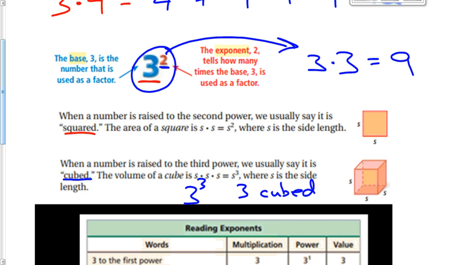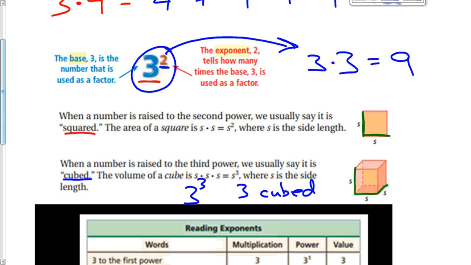All right. And where those names came from is if you look at the area of a square, the side lengths are all the same. Well, s times s gives you the area of that square, so that's where the term came from. And it's the same thing if you're finding the volume of a cube. It would be s times s times s, or length times width times height. So that's where they came up with those little nicknames.